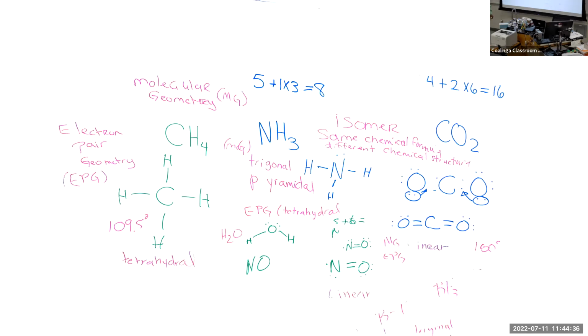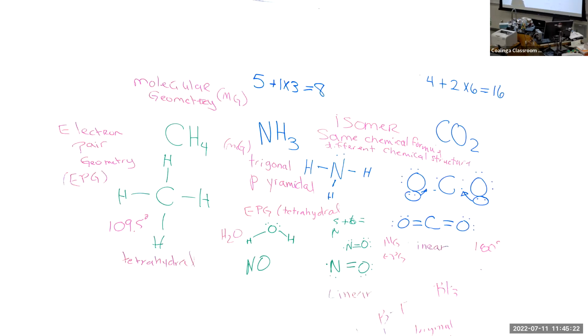This guy, ammonia, its electron pair geometry is tetrahedral, but its molecular geometry is trigonal pyramidal. Wait, is that a whole one? Trigonal pyramidal, yeah, that's together. Trigonal meaning 3, pyramidal. Okay, this guy, boron fluoride.